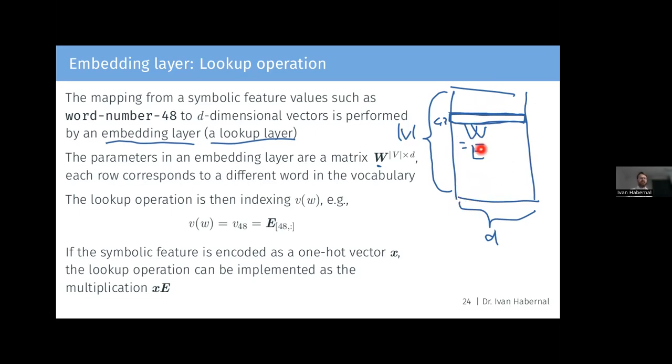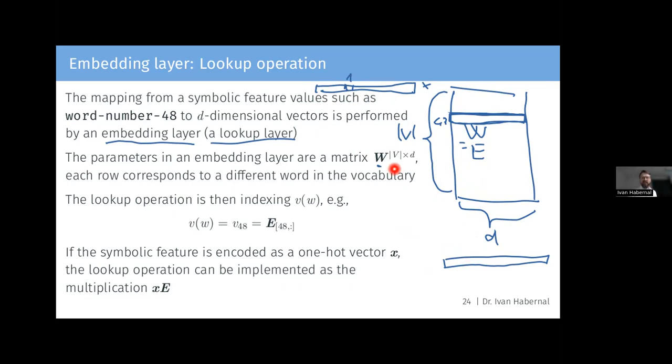So this is one matrix, E. And if I have a one-hot vector, how does it work? I have a one-hot vector here, this would be the word, and at position 48 there is a one. If I multiply this with this matrix, what I'm going to get is the 48th row, right? It's a lookup operation by multiplication. That makes sense? Okay, good.